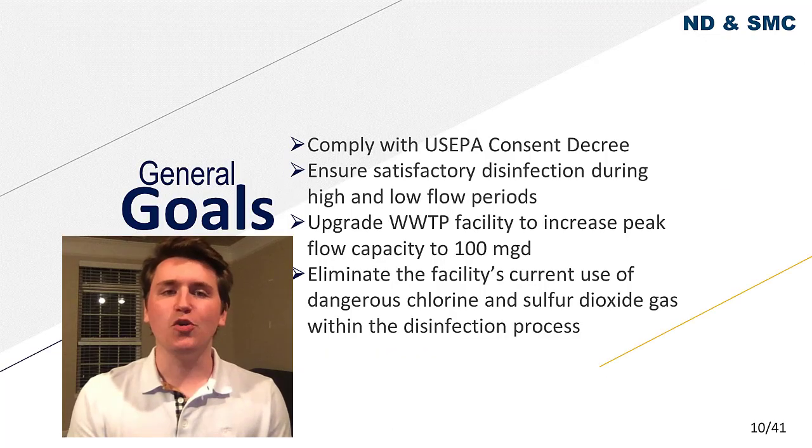The city's latter goal for upgrading their wastewater treatment options were then expanded to include 4 main outcomes. 1, to support full compliance with their consent decree. 2, to ensure necessary disinfection of the city's wastewater discharge under both average and peak flow conditions. 3, to upgrade their wastewater plant's flow capacity to a peak flow of 100 MGD. And 4, to upgrade the city's existing disinfection system in a fashion which would minimize and eliminate their current use of dangerous chemicals, specifically chlorine gas plus sulfur dioxide gas.